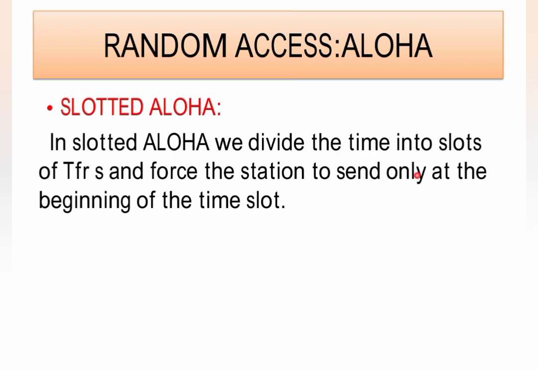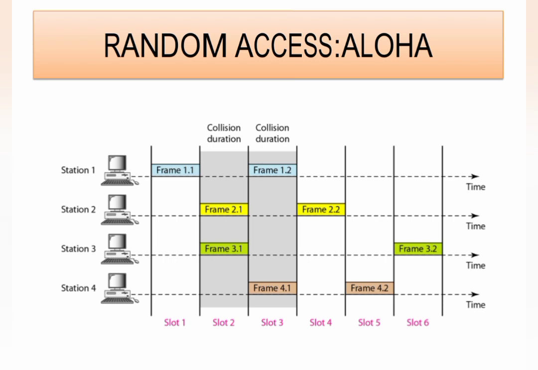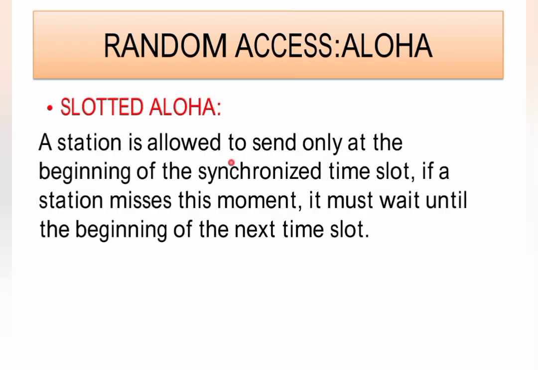In slotted ALOHA, we divide the time into slots of frame transmission time and force the station to send only at the beginning of the time slot. A station is allowed to send only at the beginning of the synchronized time slot. If a station misses that particular time, it must wait until the next time slot starts. In the case of pure ALOHA, a station can transmit the frame anytime, but here the time is divided into slots, so a station has to send the frame only at the particular synchronized time slot. If it misses that time slot, then it has to wait for the next time slot.